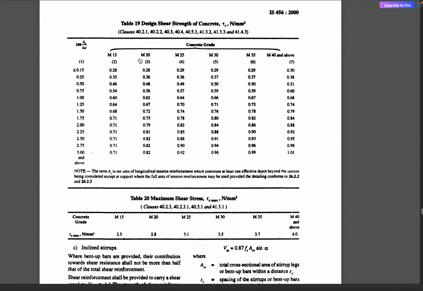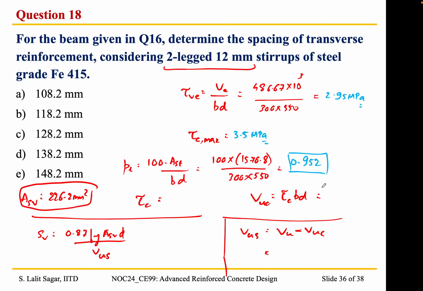Yes, for a percentage of 0.952, it has to be very close to 0.66. Okay, so I got a value of 0.647. Tau C is 0.647 MPa, right? So the value of VUC is tau C times BD, which is equal to 106.7 kilonewton.